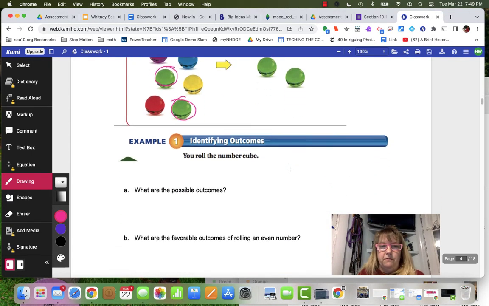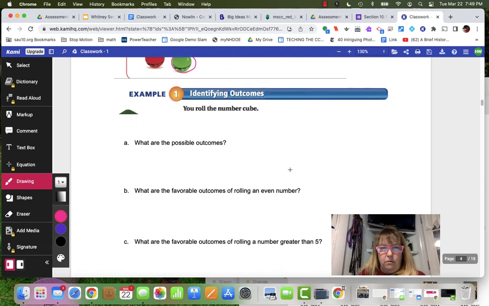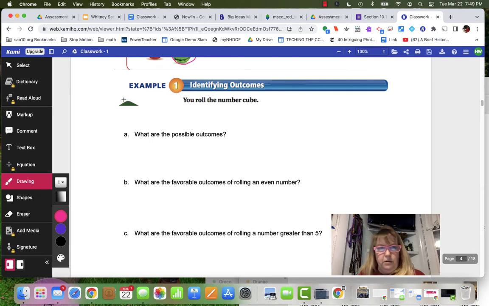So let's identify an outcome. I don't know what happened to my number cube, but assume over here that there is a number cube. There's a 2 on this side, a 4 on this side, and a 1 on this side. You get the idea. It's a 6-sided die, or cube, sorry. So it has 6 sides to it.